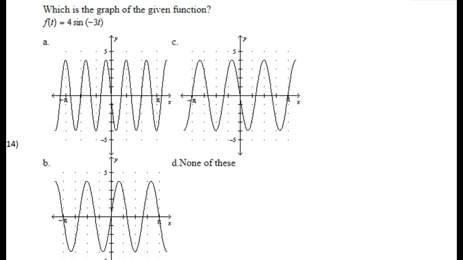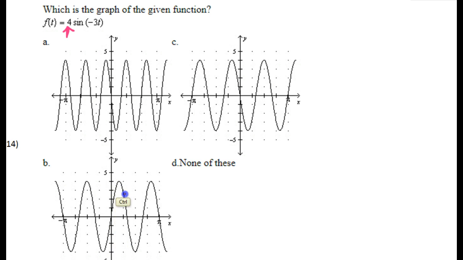Which is the graph of the given function? 4 sine negative 3t. Okay, so sine function. Well, first I check the amplitude. I see this 4 in front. That tells me that the amplitude is 4. So I'm looking, do these graphs go up 4 and down 4?